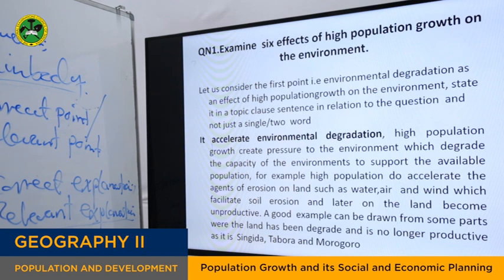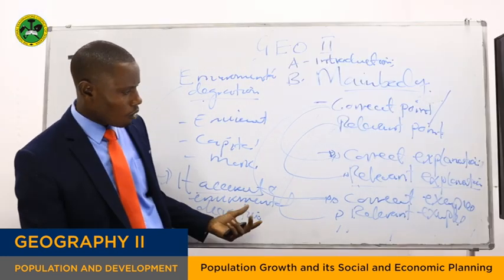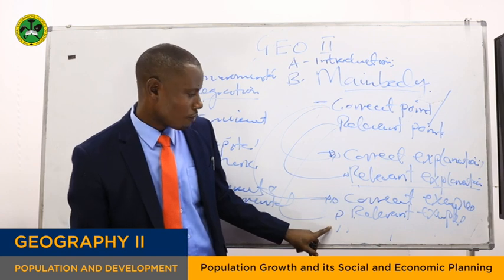And later on, the land becomes unproductive. A good example, so you are now citing an example, as we said, so that you can accommodate the correct point. A good example can be drawn from some parts where the land has been degraded and is no longer productive, as is the case in Singida, Tabora, and Morogoro. So over there, it means we have accommodated the first approach of citing an example.